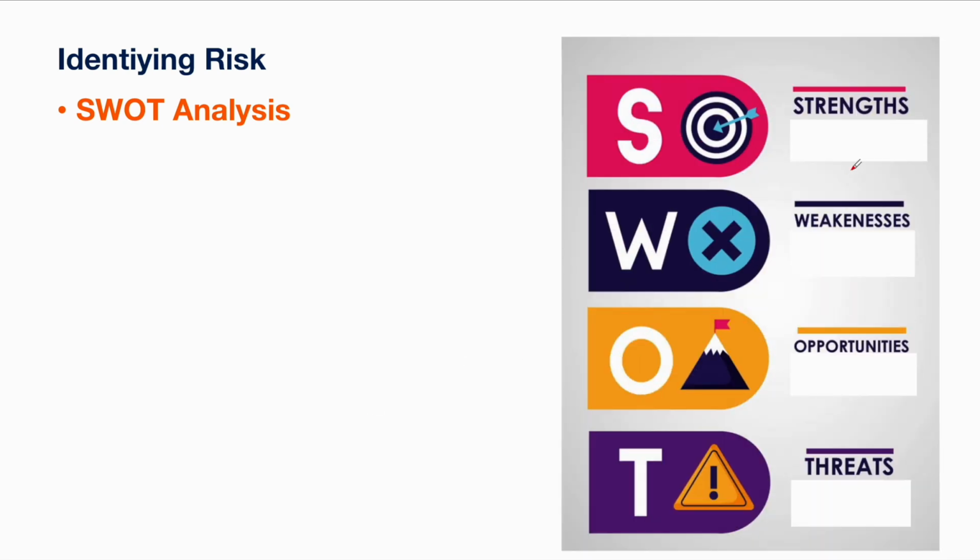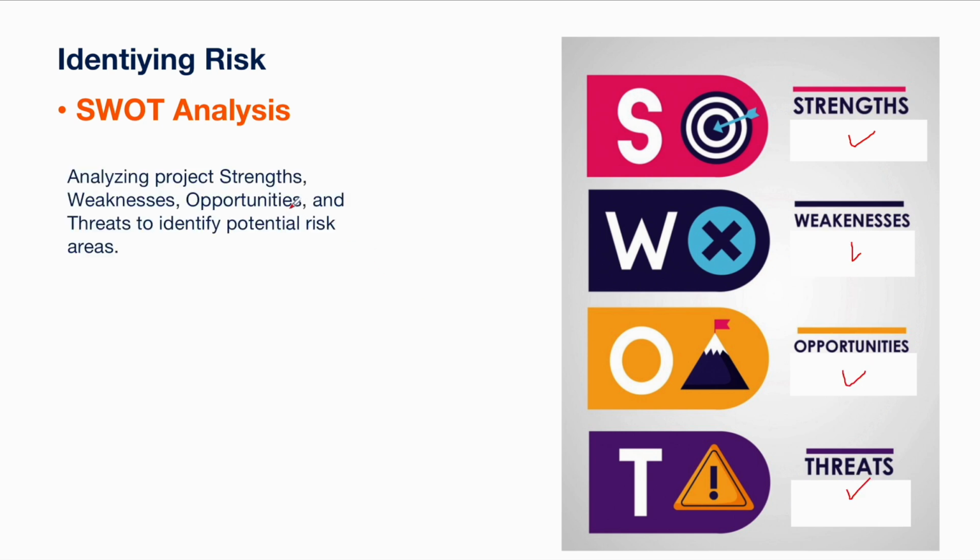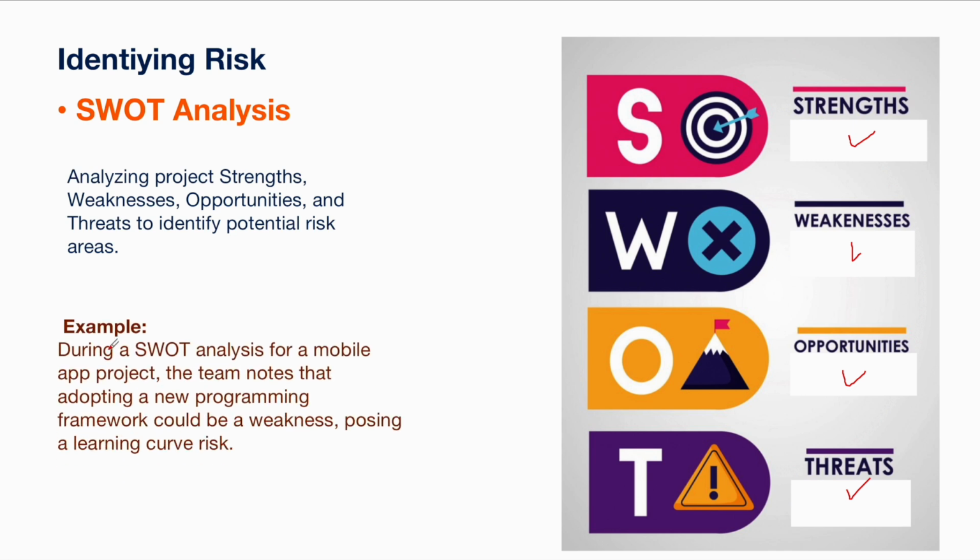Another approach to identify risk is SWOT analysis. It means you identify strengths, weaknesses, opportunities, and threats. Analyzing the project strengths, weaknesses, opportunities, and threats to identify the potential risk areas. When you analyze the strengths, weaknesses, opportunities, and threats, you will be able to identify the potential risk areas. For example, during a SWOT analysis for a mobile app project, the team notes that adopting a new programming framework could be a weakness, posing a learning curve. When you adopt a new programming language, there will be a learning curve. It can delay the project completion.